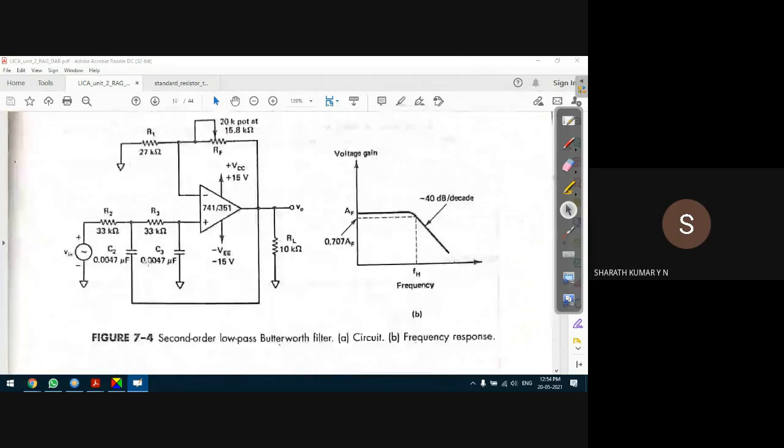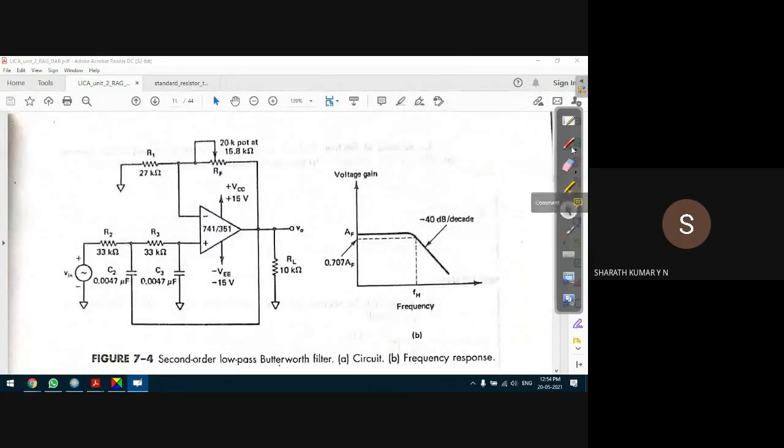So let us look into the circuit. This is how it is. In this case, the first order filter is modified into a second order filter. That means an additional RC combination is used to implement a second order filter.